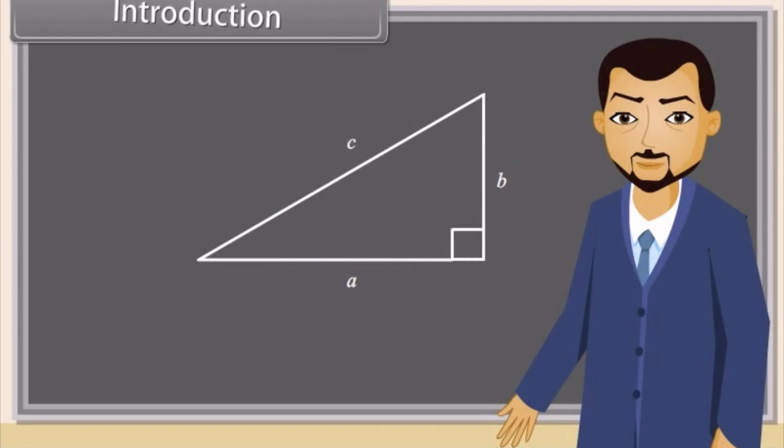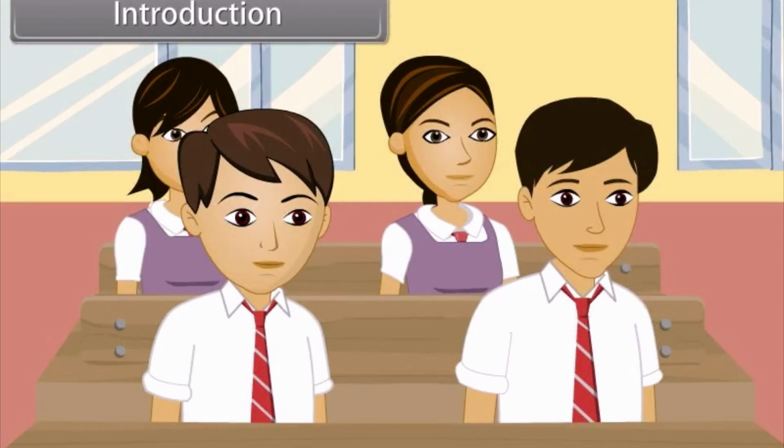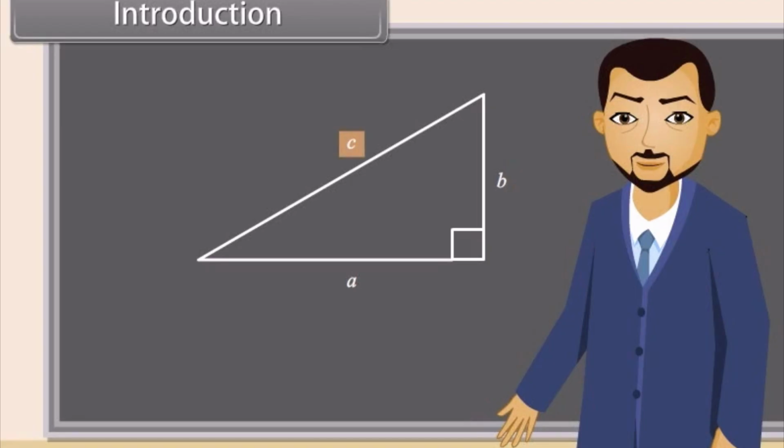Students, this is a right-angled triangle. Can you tell which side is the hypotenuse? C is the hypotenuse. Yes, C is the hypotenuse. So by the Pythagorean theorem, C square is equal to A square plus B square. We will prove some trigonometric identities.